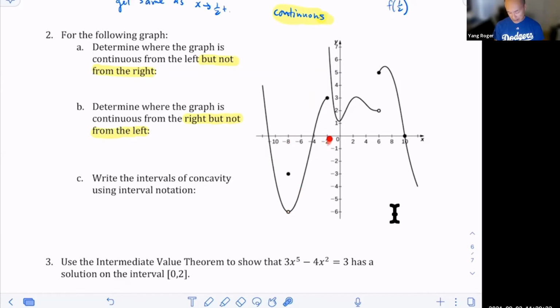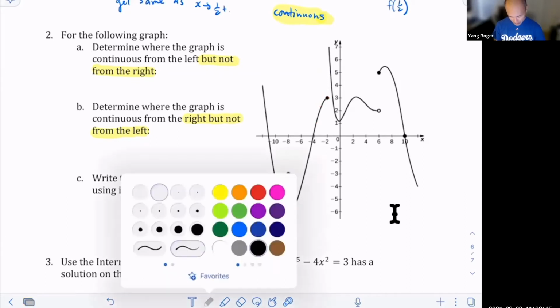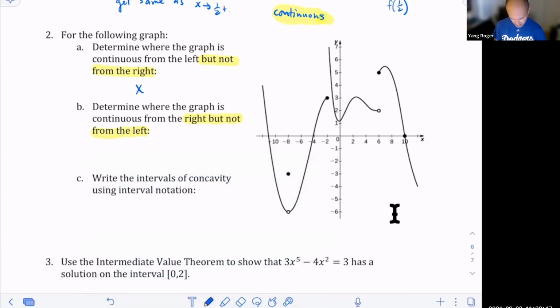When I look at x equal to -2, when I come from the left, it's continuous because it looks like it's going to 3 and the function value actually is equal to 3. So this guy is continuous from the left. But if I come from the right side, it's not continuous because it's going off to positive infinity. So from the right, it goes off to positive infinity. So I think this answer is definitely correct.